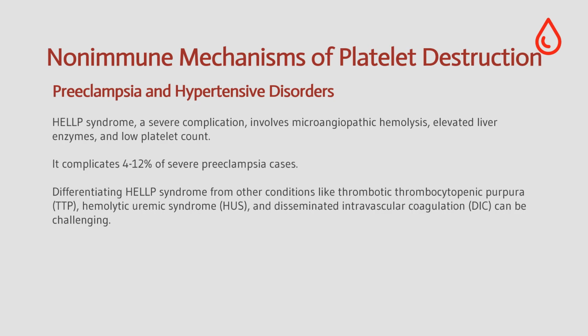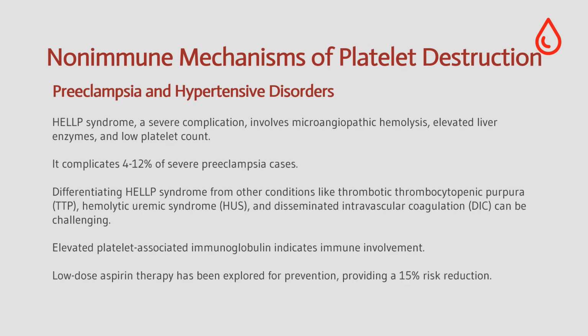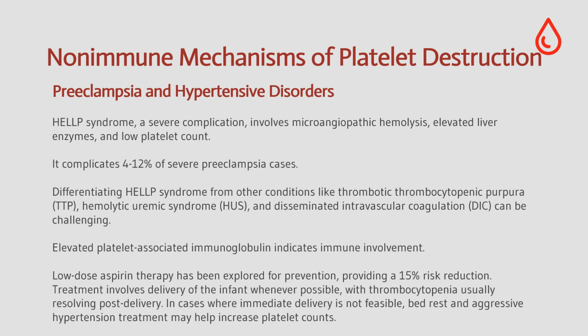Differentiating HELLP syndrome from other conditions like thrombotic thrombocytopenic purpura, TTP, hemolytic uremic syndrome, HUS, and disseminated intravascular coagulation, DIC, can be challenging. Elevated platelet-associated immunoglobulin indicates immune involvement. Low-dose aspirin therapy has been explored for prevention, providing a 15% risk reduction. Treatment involves delivery of the infant whenever possible, with thrombocytopenia usually resolving post-delivery. In cases where immediate delivery is not feasible, bed rest and aggressive hypertension treatment may help increase platelet counts.